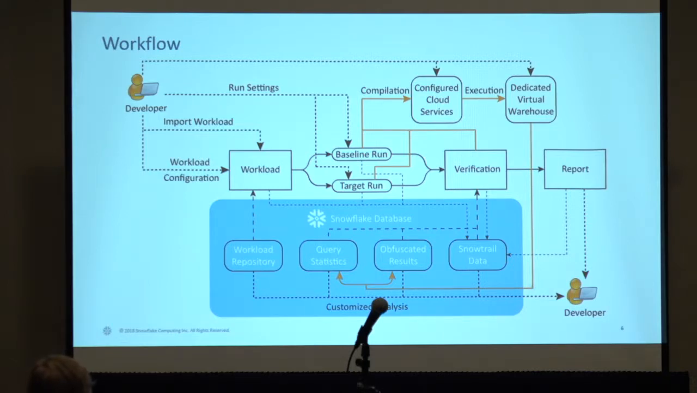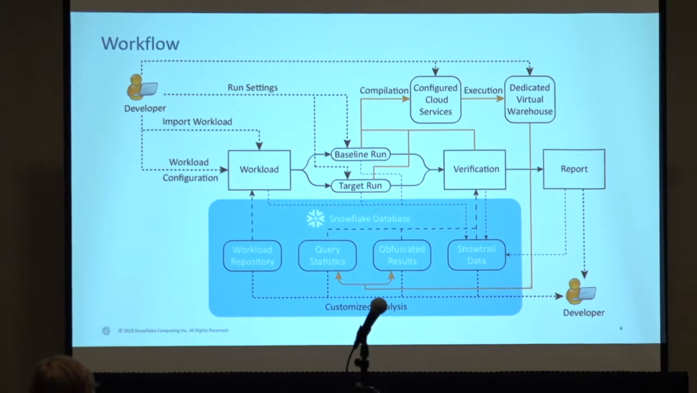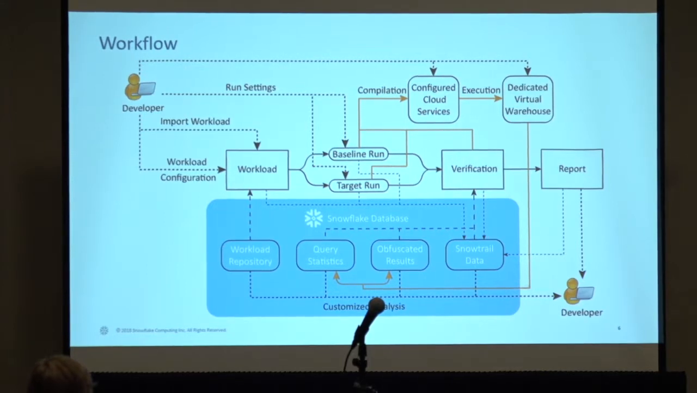The Snowtrail runs are run on a configured cloud services on a dedicated virtual warehouse, which achieves resource isolation. Besides this, the developer can also choose to do customized analysis on these data. Because all the data are stored in the database in a relational format, the developer can decide to join with multiple information that's stored in various tables and perform more detailed customized analysis.